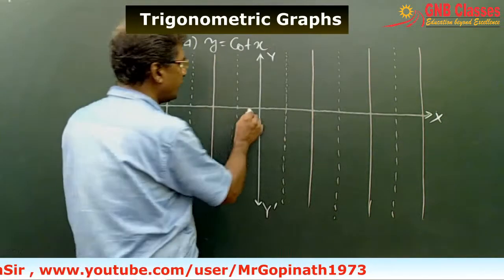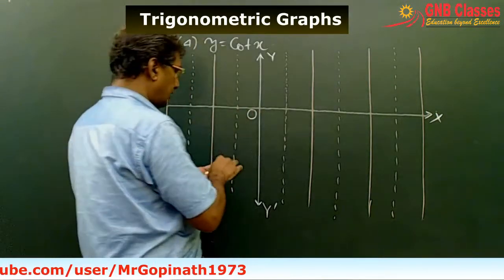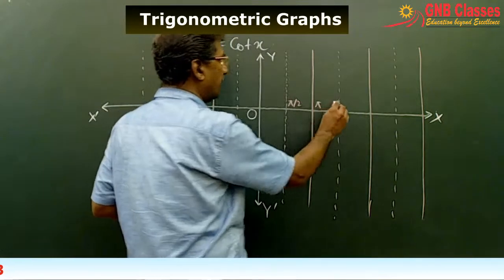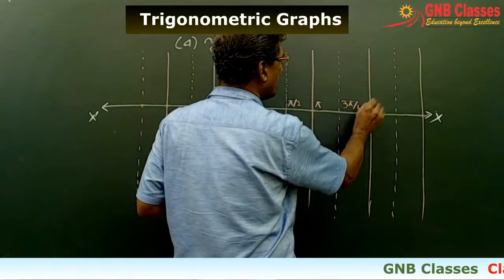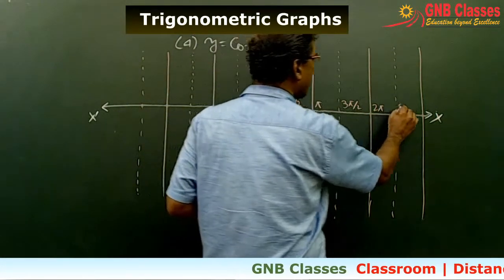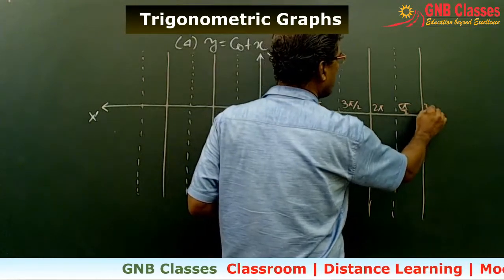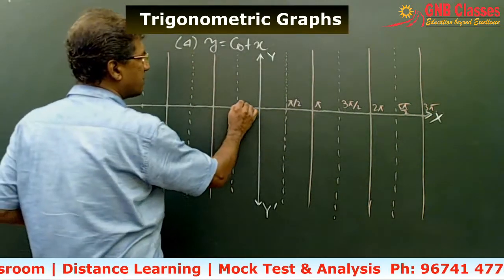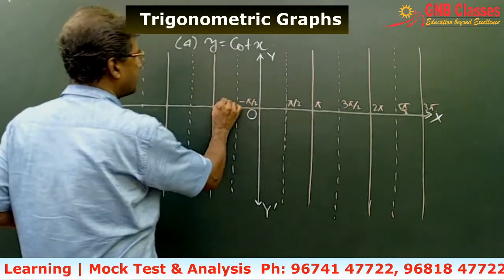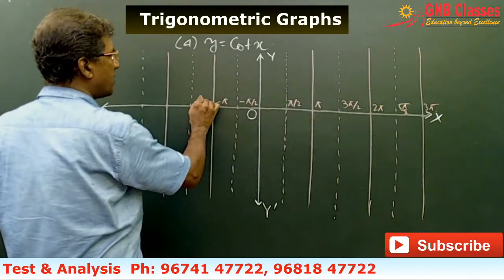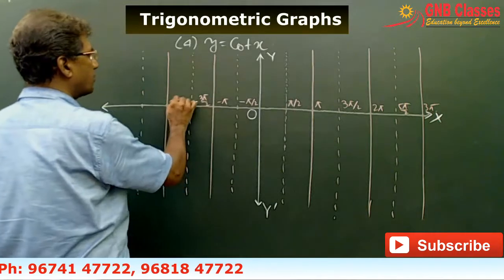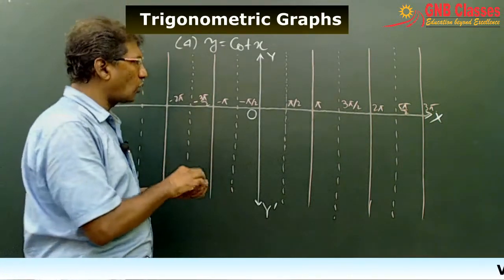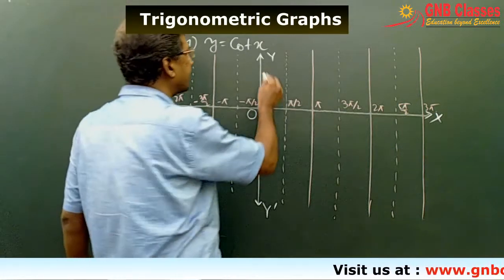Okay, this is my origin O. This is pi by 2. This is pi. This is 3 pi by 2. This is 2 pi. This is 5 pi by 2. This is 3 pi, and this goes on. And this one is minus pi by 2, minus pi, minus 3 pi by 2, and this goes on. Now, how does the graph of y equals cot x look? Just check it.